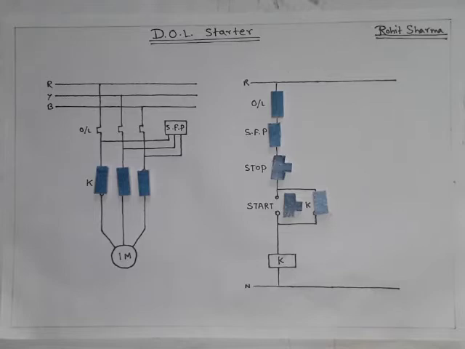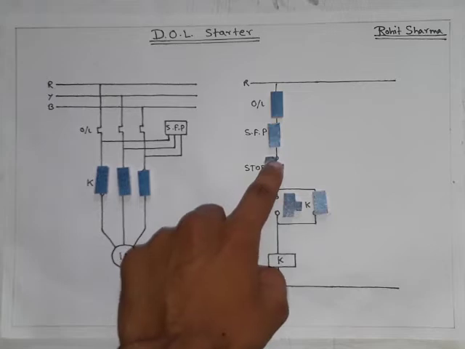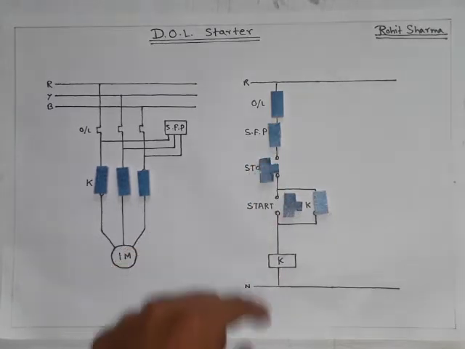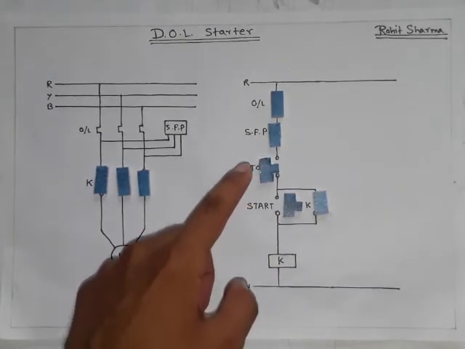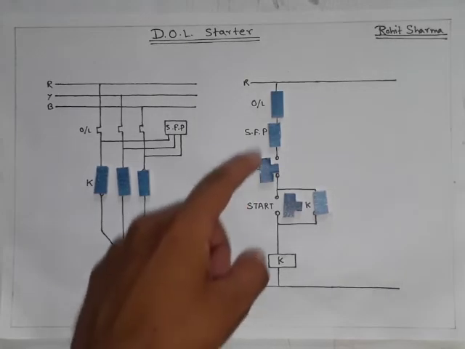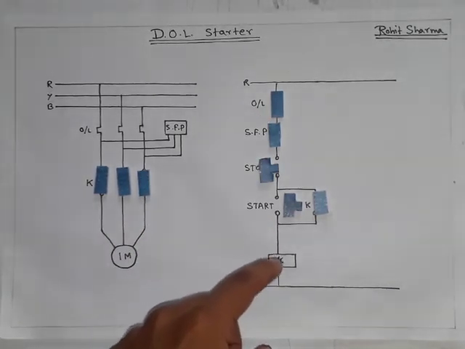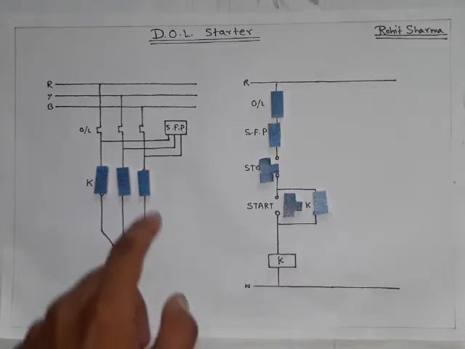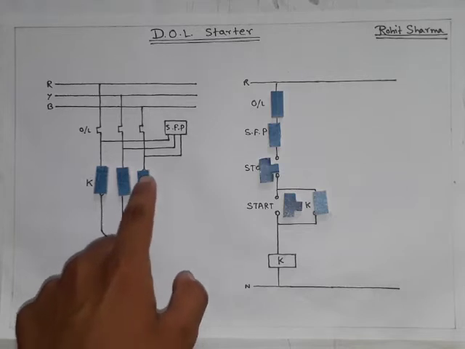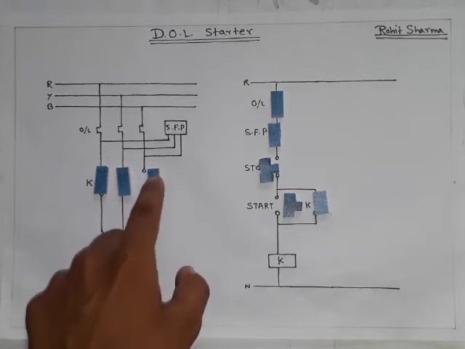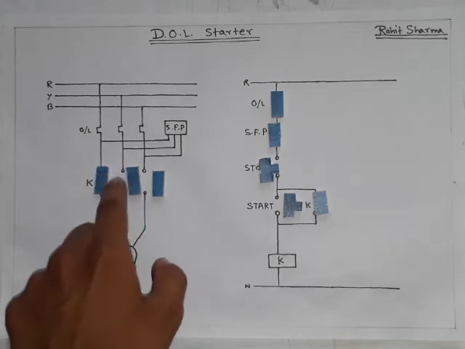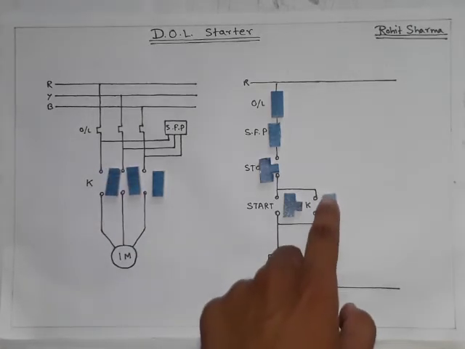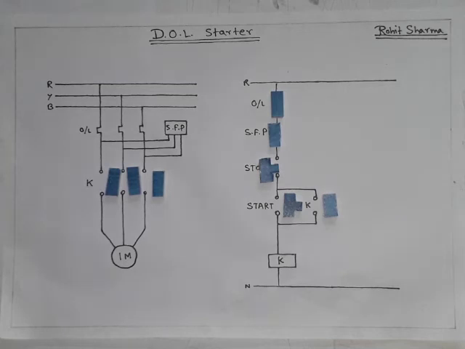Now to stop the motor, we need to just press the stop push button. See, we have pressed the stop push button. What will happen? The whole circuit becomes broken. Then the current will not flow to the contactor and the contactor will be de-energized. As the contactor is de-energized, its contact state will change back to its original state. Means it will come back to normally open condition, like this. Now the motor will stop.